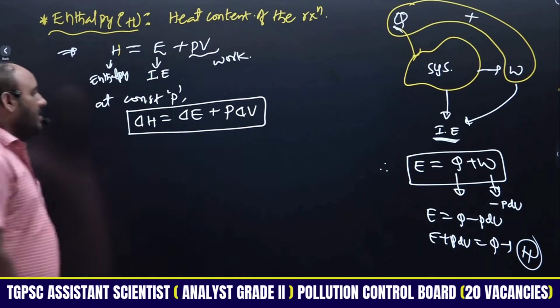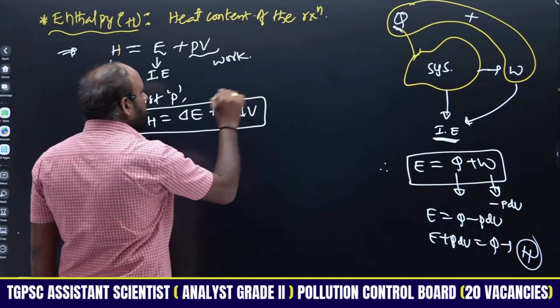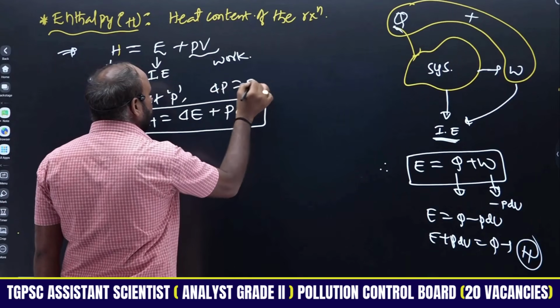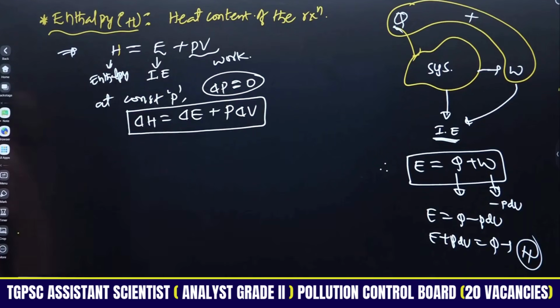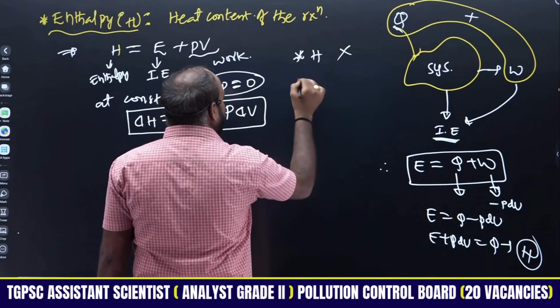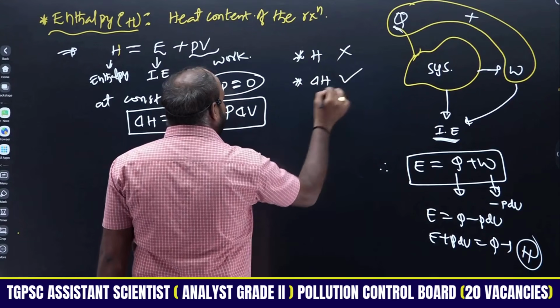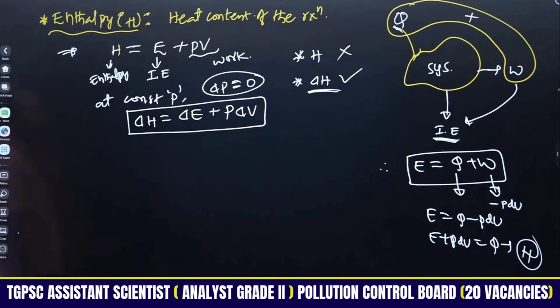At constant pressure, by the UV method, we get P delta V and V delta P. At constant pressure delta P is equal to 0, hence the second term will be 0. Therefore we get the relation delta H is equal to delta E plus P delta V, right? So delta H is the change in enthalpy. As I said previously, the absolute value of H cannot be determined; only delta H can be determined.